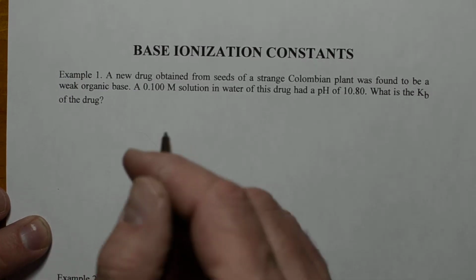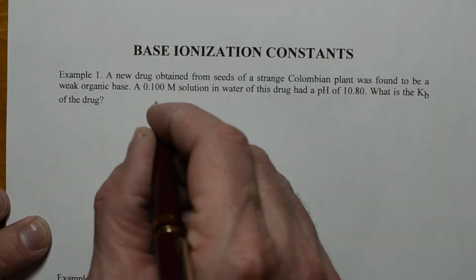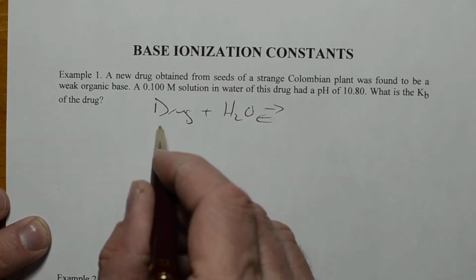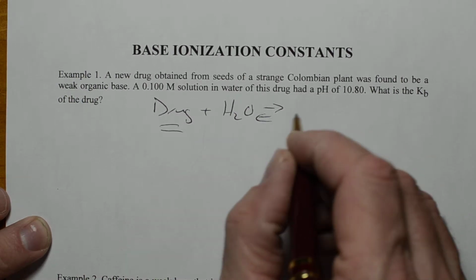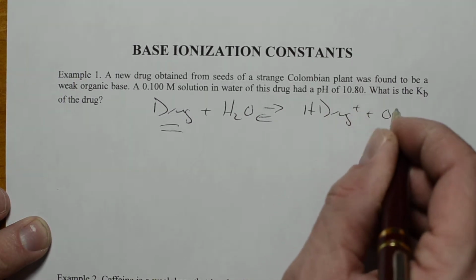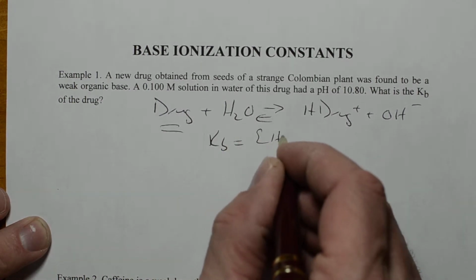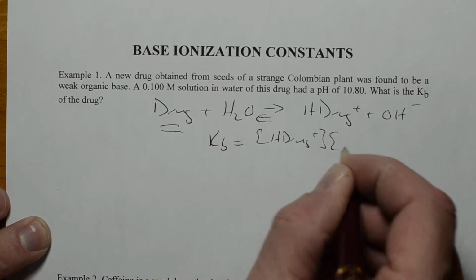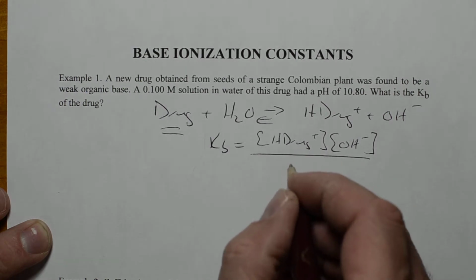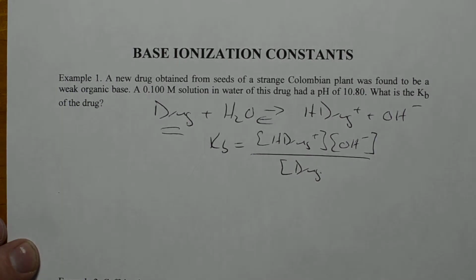Okay, using what we have been using before, let's just call it drug plus water. Now remember, this is a base, so it's going to take a hydrogen ion from water, so let's call that H drug plus and OH minus. My Kb will be the concentration of H drug plus times the concentration of OH minus, all over drug. Okay, are you with me?